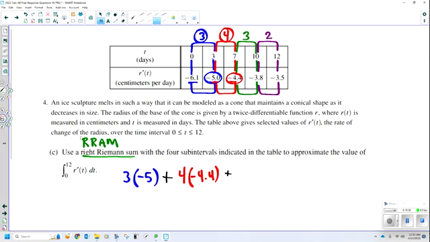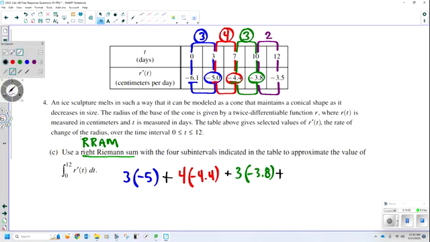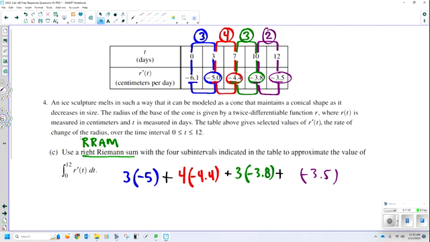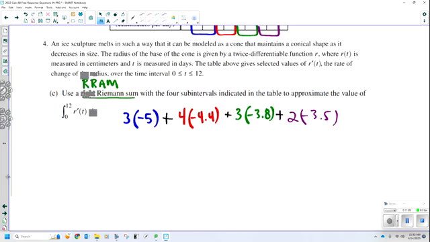So look at the green. I have two values. I want the right one, which is -3.8. And I multiply that times my width, which is 3. And lastly, we need to do the purple one and add that. I have two values here. I want the right one, -3.5. And I'm going to multiply that times 2. All right, well, let's just do our math. This purple one, 2 times -3.5 is -7.